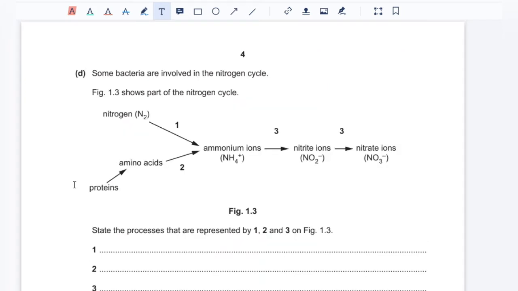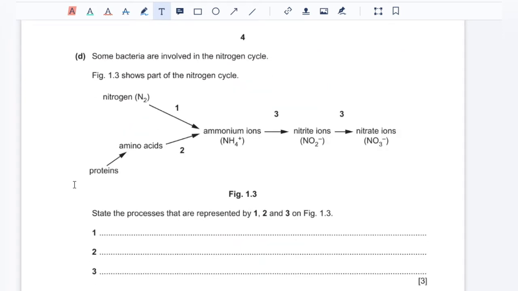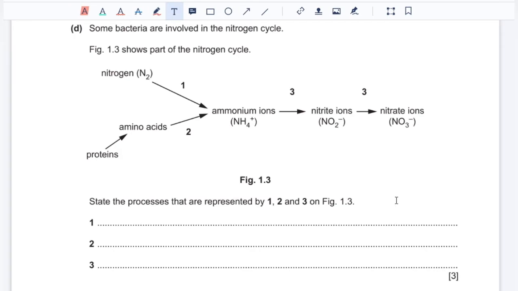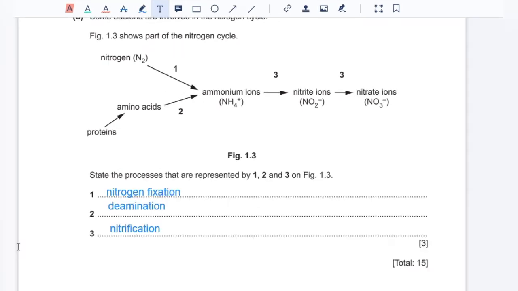Some bacteria are involved in the nitrogen cycle. Figure 1.3 shows part of the nitrogen cycle. State the processes that are represented by 1, 2, and 3 on figure 1.3. So process 1 converts nitrogen from the air in the form of gas into useful ammonium ions. So that is nitrogen fixation. And 2 is going to convert amino acids into ammonium ions by removing ammonia, and that is deamination. And 3 is converting ammonium ions to nitrate ions. This is called nitrification.